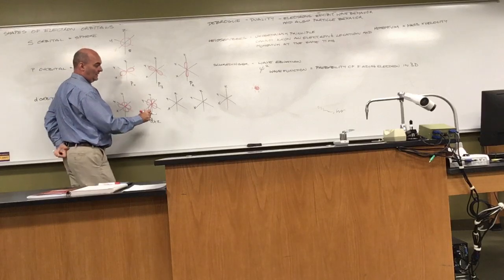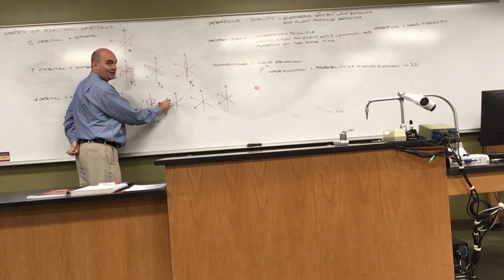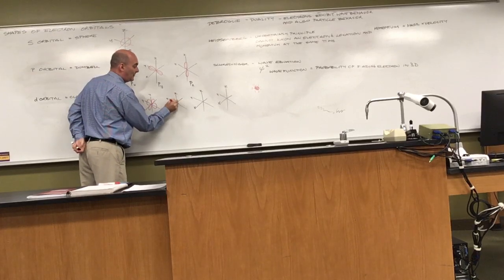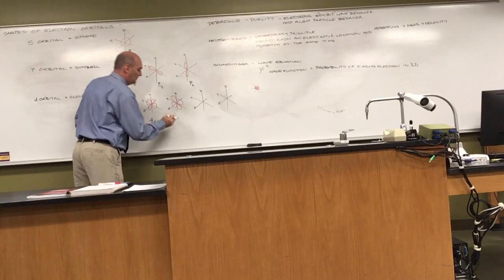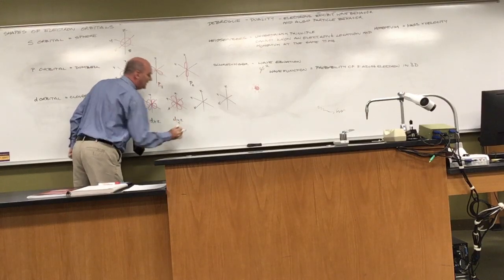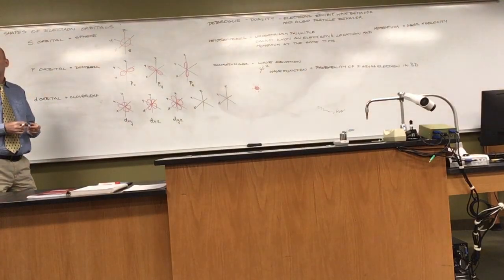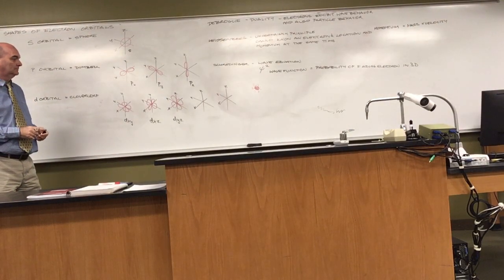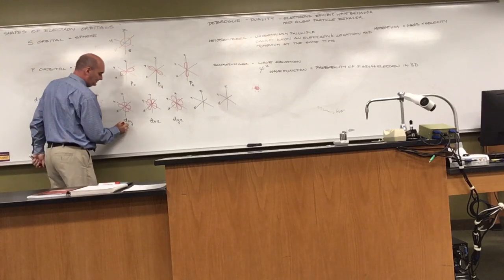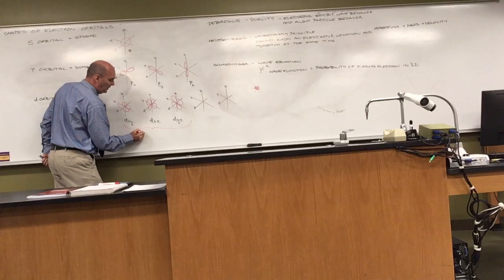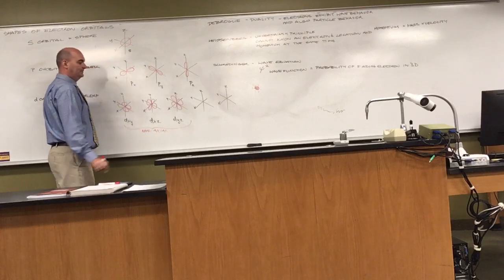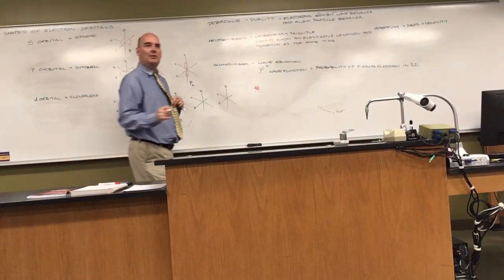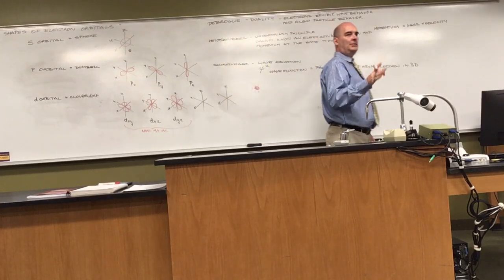Then I'm going to draw one that is between the y-axis and the z-axis. That is the dyz. These three are what we call non-axial orbitals. They do not put their electron density on the axes.